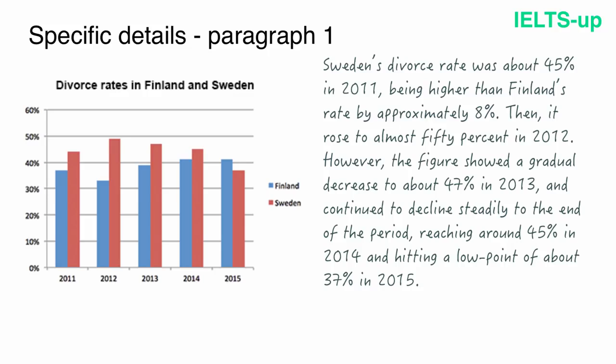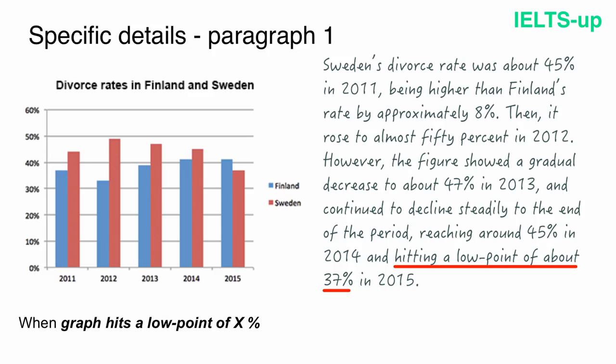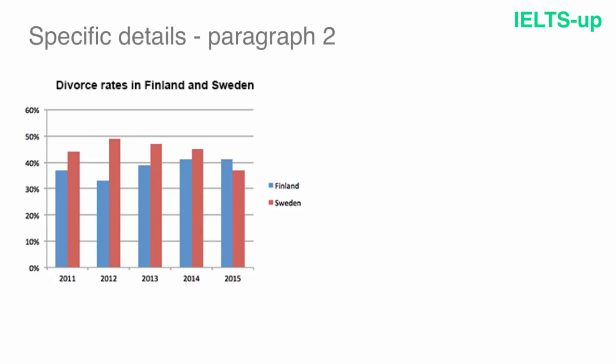And finally, pay attention to the expression that I used, hitting a low point of about 37%. When a graph hits a low point of X%, it means that the graph reaches its lowest number. And this phrase is a great way of indicating what was the graph's minimum and in what year. That's all with our first paragraph with specific features. And now we move on to the second paragraph with Finland's specific features.